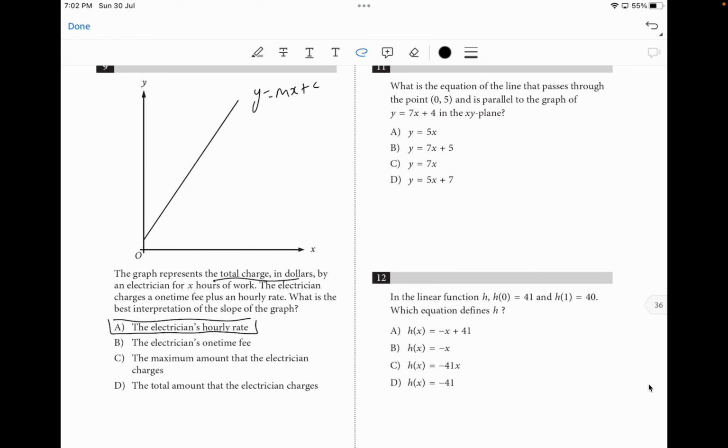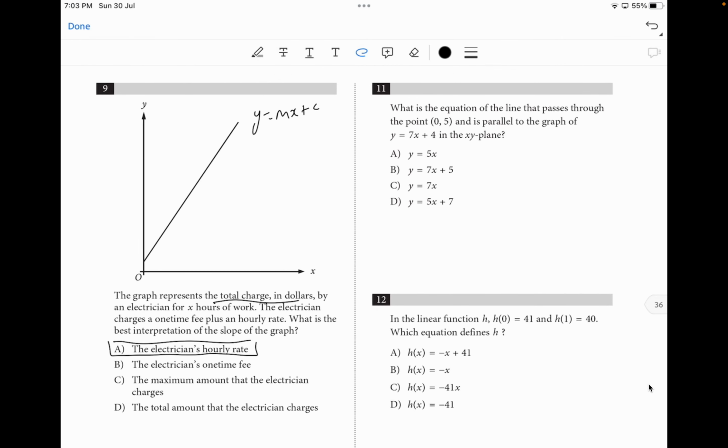So that's it. And choice B is incorrect because the electrician's one-time fee is represented by the y-coordinate of the y-intercept, not the slope of the graph. Choice C is incorrect because it may result from conceptual errors. Choice D is also incorrect because it may result from conceptual errors as well. So choice A is going to be your most likely response.